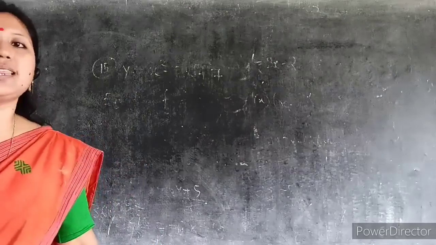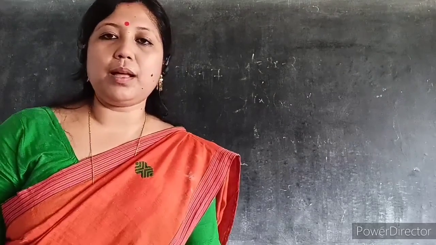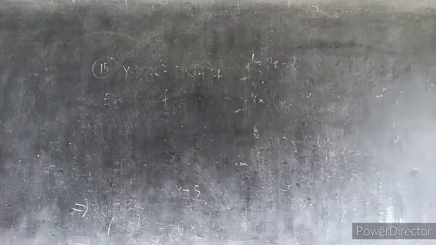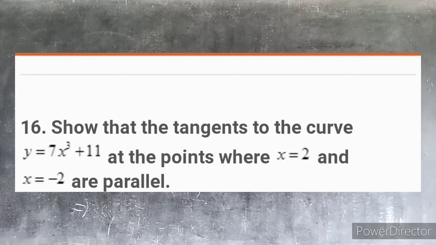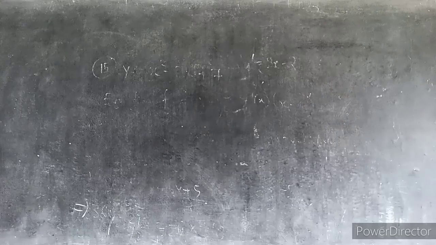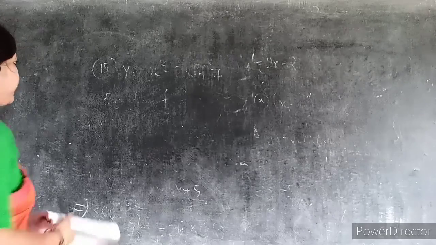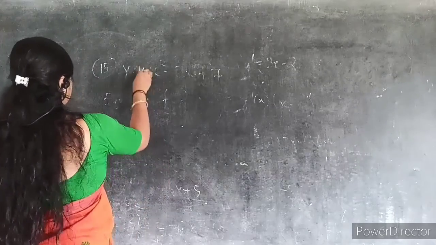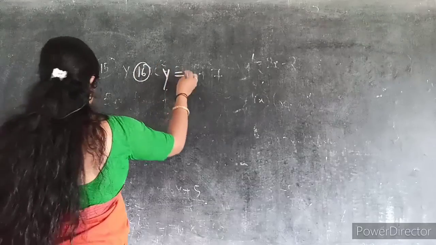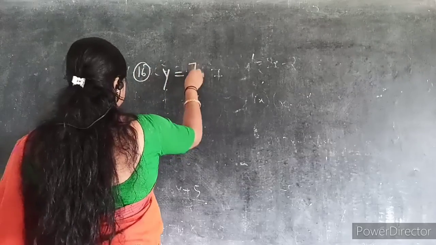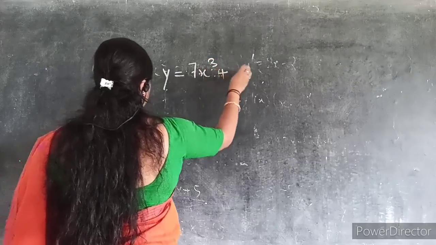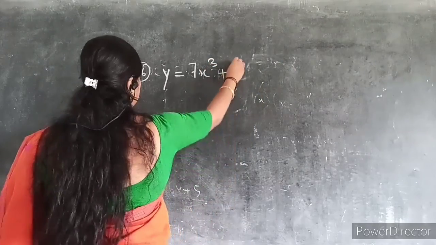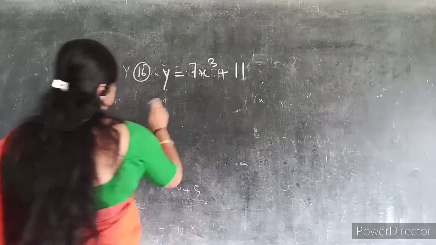Okay, so let us take the next question, that is question number 60. Show that the tangent to the curve y equal to 7x cube plus 11 at the point where x is equal to 2 and x is equal to minus 2 are parallel. Okay, so here the curve is given equal to 7x cube plus 11. Okay, so this is the curve.